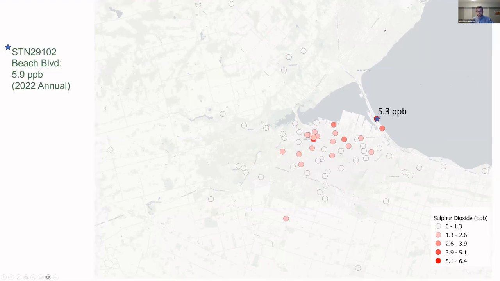Sulfur dioxide, this is really an industrial related pollutant this day and age. We see generally low concentrations across most of the city. Unfortunately, along Beach Boulevard, we do continue to see elevated concentrations from the industry. These are known issues. It does increase in the lower city around the industry.